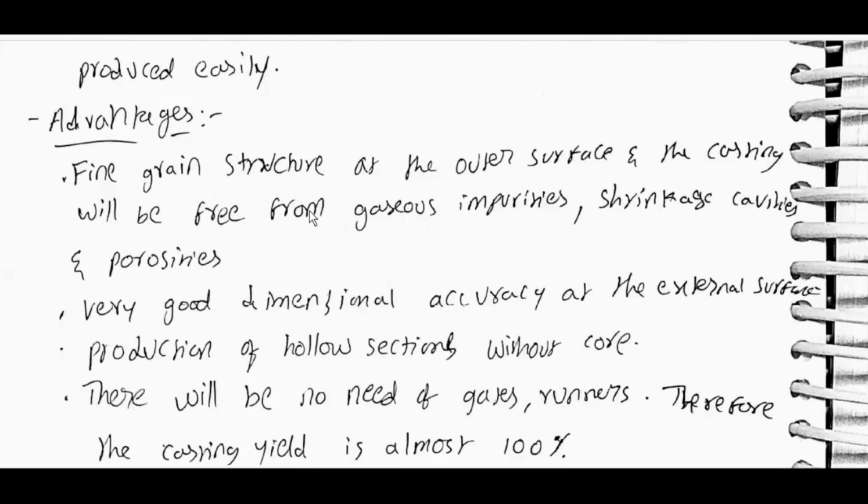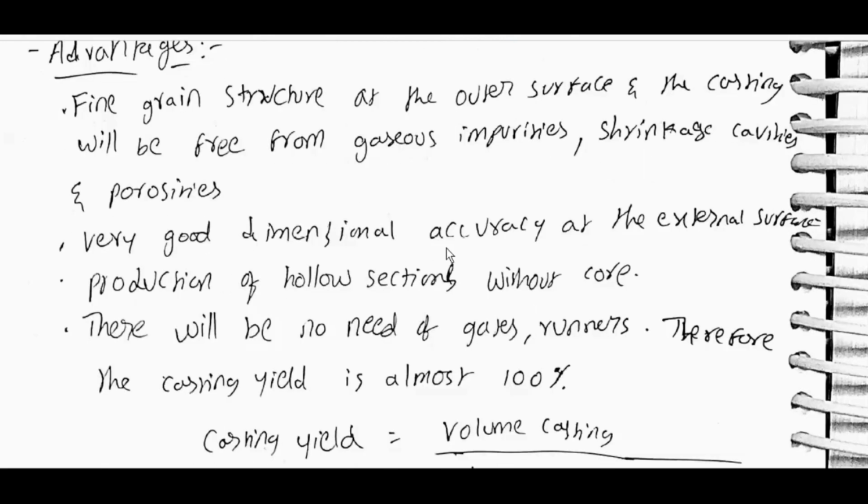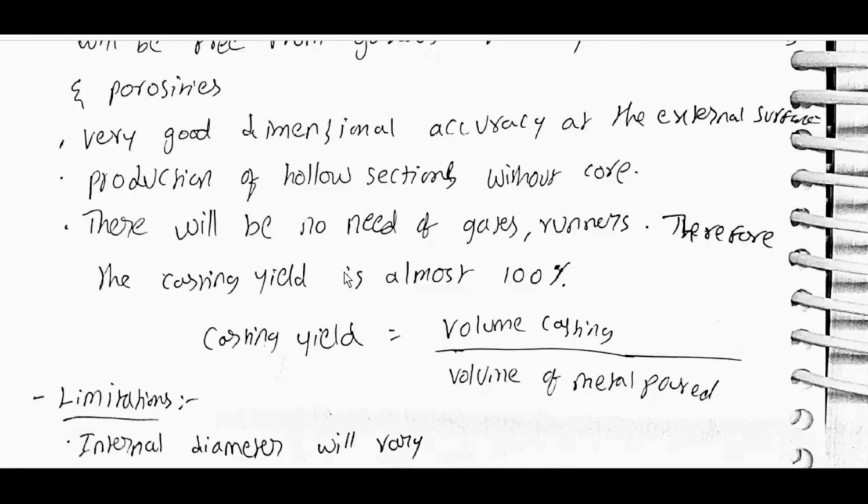Advantages: fine grain structure at the outer surface, and the casting will be free from gaseous impurities, shrinkage cavities, and porosities. Very good dimensional accuracy at the external surface, and production of hollow sections without a core.